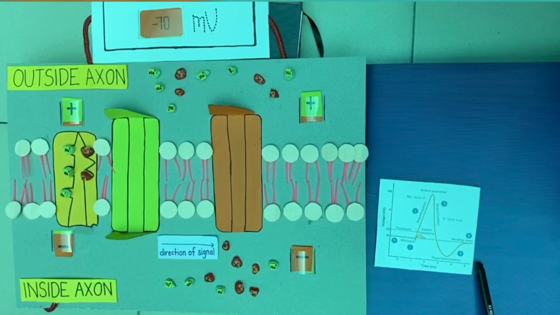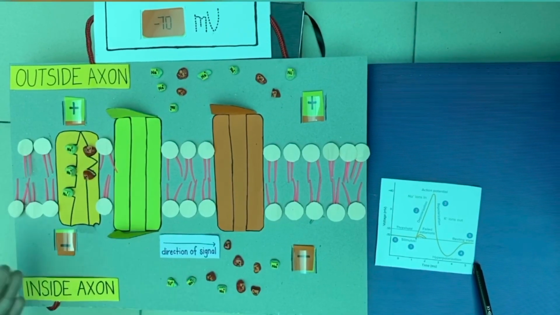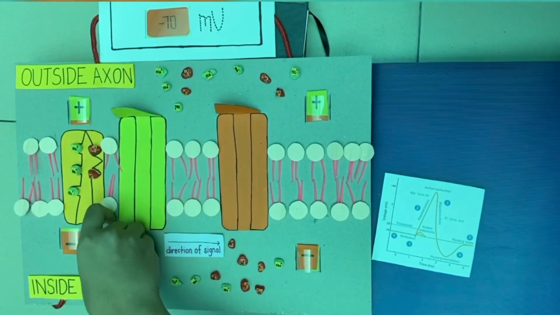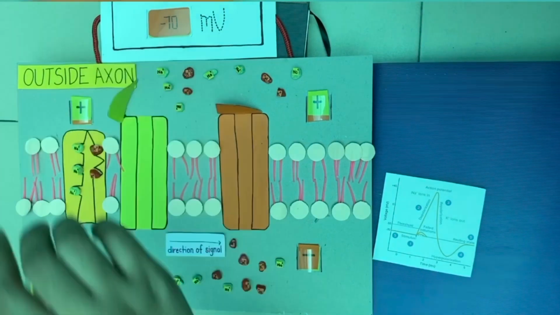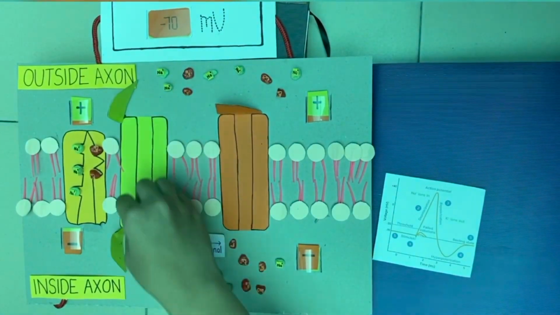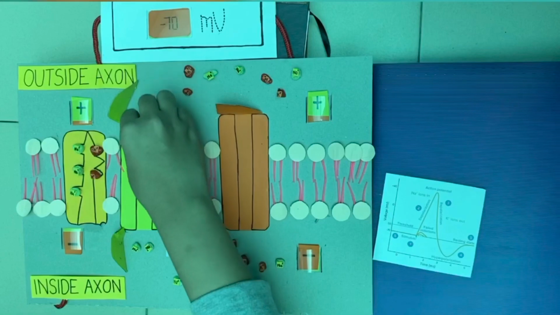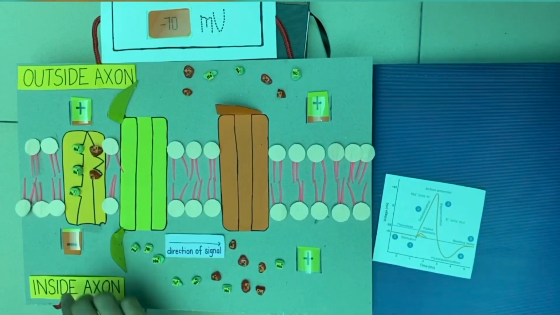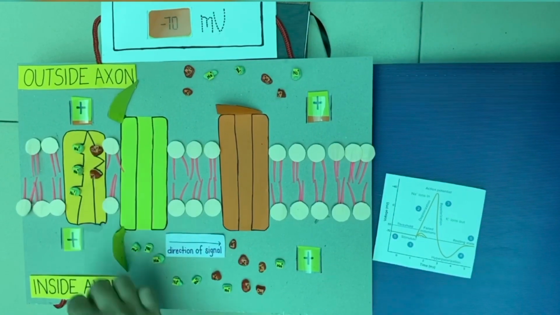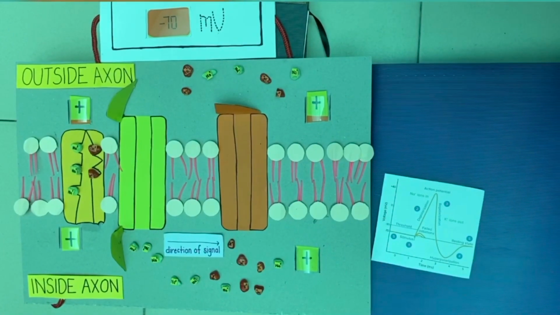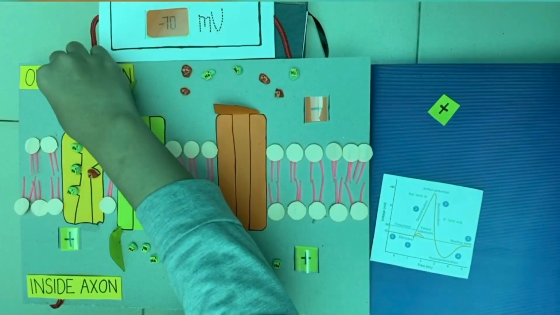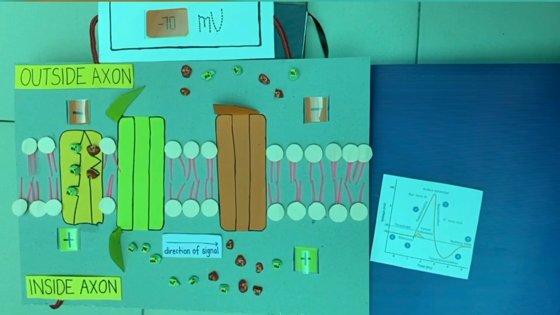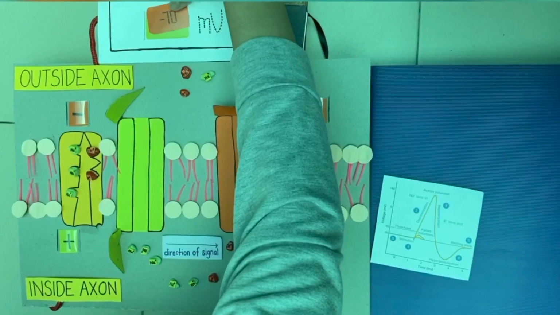Next, the process of depolarization begins with a stimulus, such as an electrical stimulus, that causes the voltage-gated sodium channel to open. The sodium ions will rush into the axon. As a result, the inside of the axon becomes more positive, and the outside more negative. The axon depolarizes to a membrane potential of positive 35 mV.